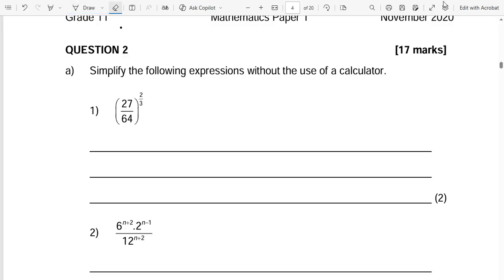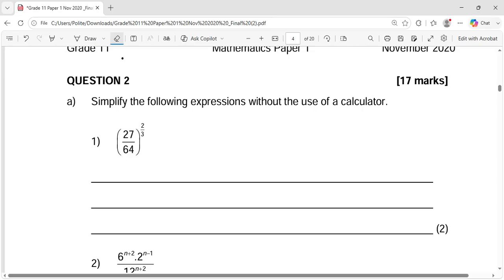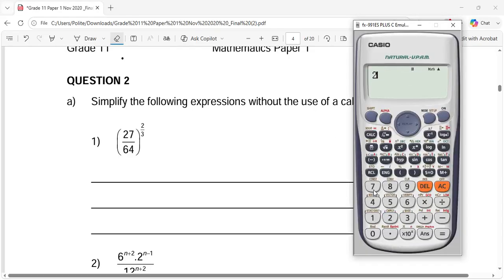You'll go to your calculator and start with the number on top, which is 27. You type 27, equals, shift, then fact. So the 27 you can write as 3 to the power 3. Then you do the same with 64: 64, equals, shift, then fact. That's 2 to the power 6. But I don't want 2 to the power 6. I need it to the power 3.